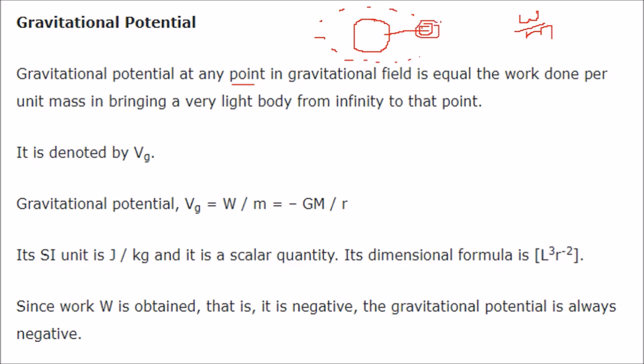So it is at infinity and it is coming to some point in the gravitational field. This is denoted by Vg. Vg is given by W by m, which is eventually minus G into M by r. The SI unit is joule per kg, and it is a scalar quantity. The dimensions are L to the power 2, T to the power minus 2. Here W is the work, and this is negative. That means gravitational potential is always negative. This sign shows that.